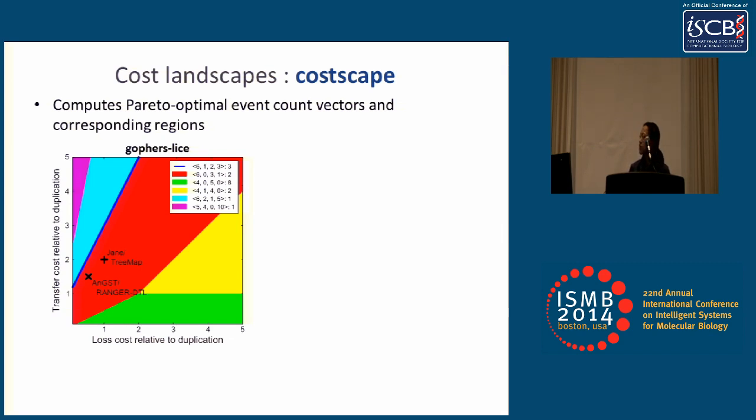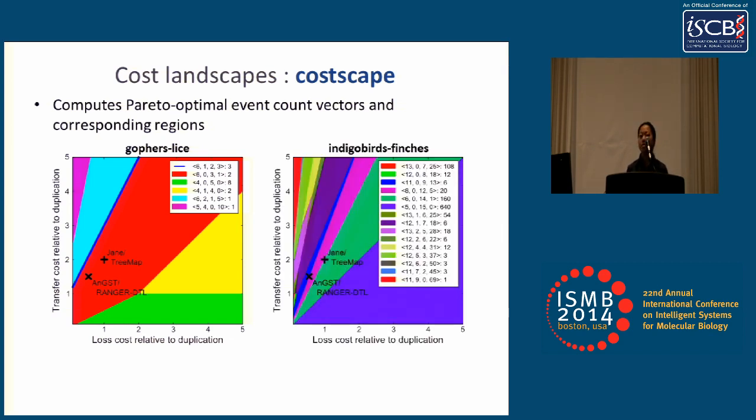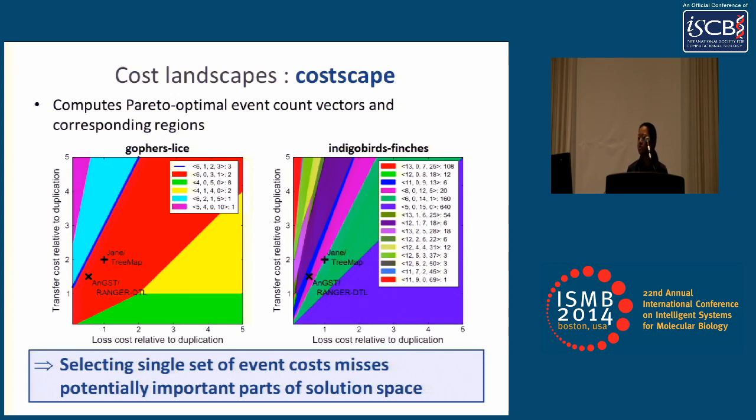Also, in addition to this gopher and lice, the cost landscape might be more complicated. For example, here I'm showing what happens between the co-evolution of indigobirds and finches. You can see we have many more optimal event cost vectors, and the landscape is much more complex. So what this shows is that selecting a single set of event cost assignments might miss potentially important parts of the solution space. And now we're able to actually enumerate and show what that event cost landscape looks like.